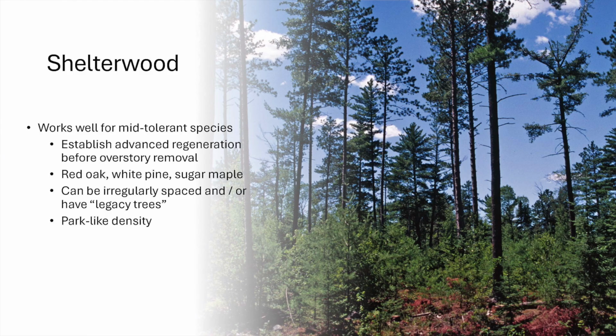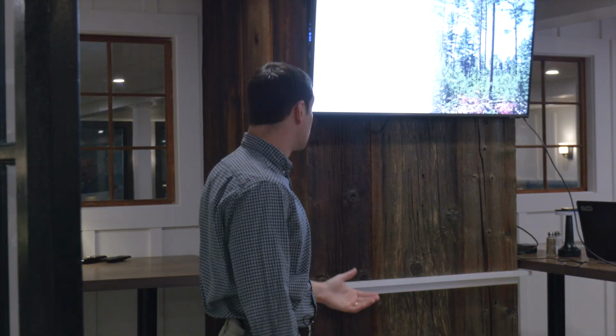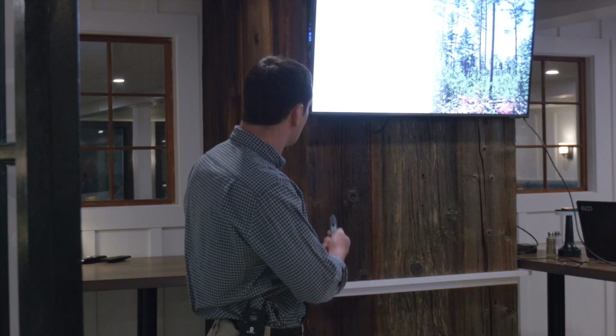We have all these pines that are established, and usually about 5 years after you do the establishment cut, you remove most of the overstory to release these trees, and that becomes the future. Shelterwood systems are really good for, like I said, oak and pine, and I often say that they look like a park. They look like a park for the density of spacing.